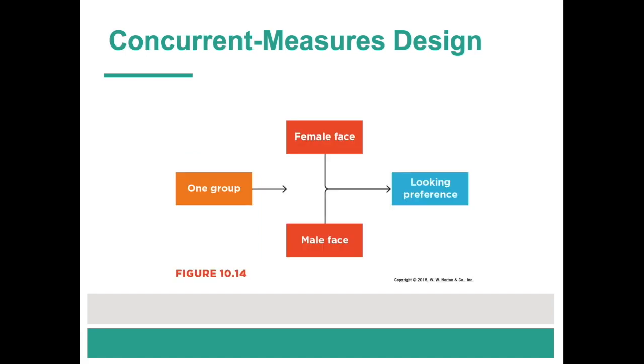Another design is a concurrent measures design. This one is where you just have one group and you're giving them two things at the same time. So in this case, a female face and a male face, where you have infants that are exposed to pictures of one and the other at the same time. And then in this case, they measured which one they look at longest, which would be looking preference. So you're given two things, and either you explicitly make a choice, or with infants, you just record what they do.